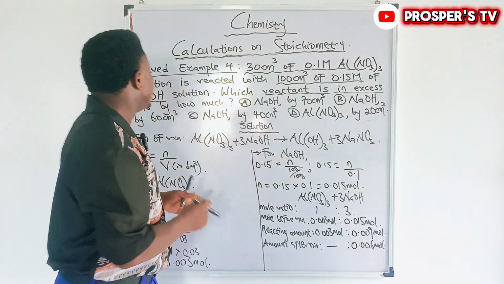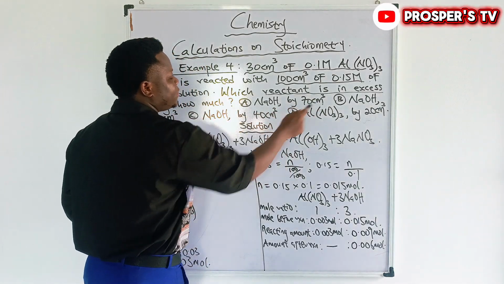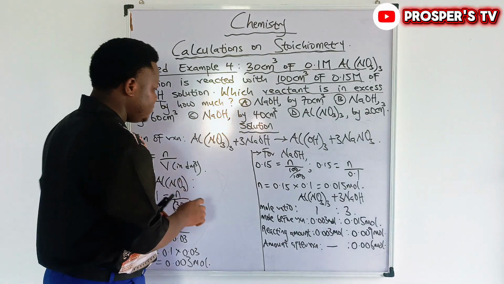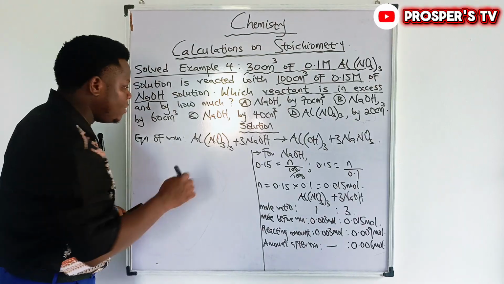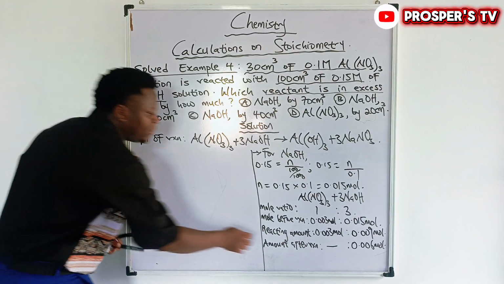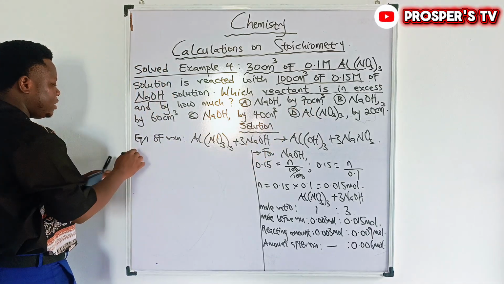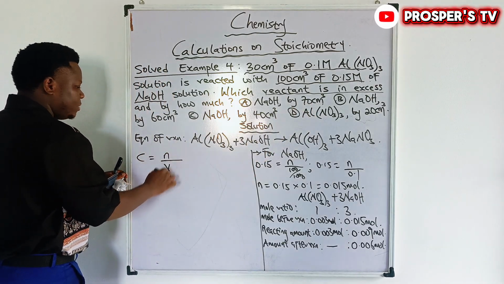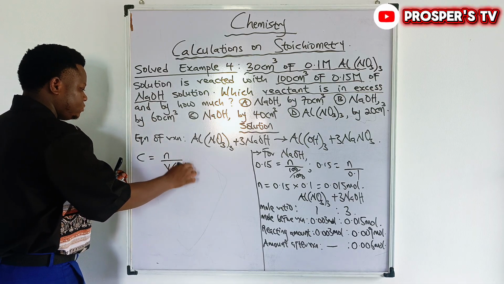But the options are not expressed in moles. The options are expressed in terms of volume. So what do I do? Okay, I'm going to take off this part of the board quickly. All right, now we've taken this part of the board off. What do we do next? Since the options are given in volumes, I go back to my formula that says concentration is equal to amount over volume in dm cube, remember.